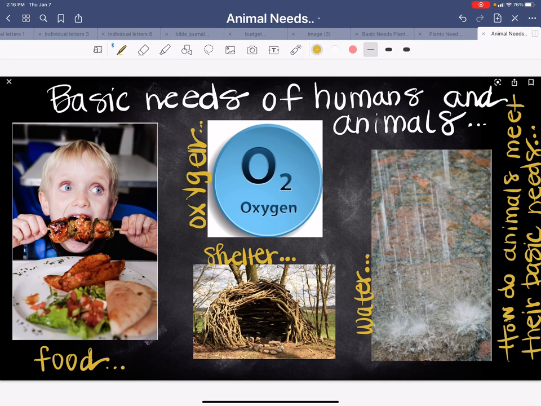Hey there. So now, in this brief introduction rather than a lesson, we're going to look at your objective over here on the side. How do animals meet their basic needs? So, how do animals meet their basic needs?